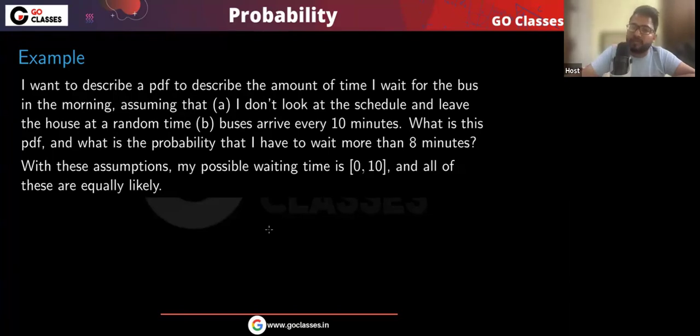Some probability density function to describe the amount of time I wait for the bus in the morning, assuming that I don't look at the schedule and leave the house at a random time. So they are saying you leave the house at a random time. The bus arrives every 10 minutes. What is the PDF that describes this? How long do I have to wait?